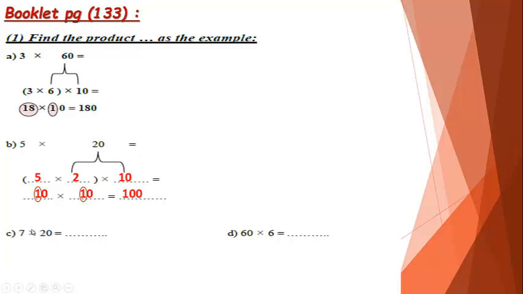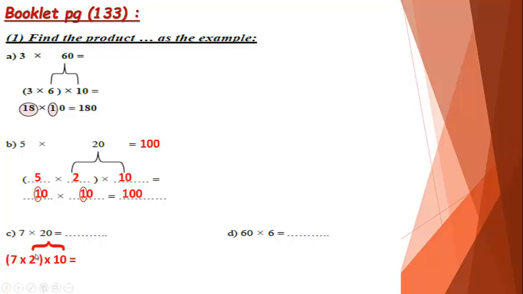Question C, 7 times 20. First, write the 7 as it is. And the 20, I'm going to divide it into what by what? We said 2 times 10. Yes, I'm going to write here 7 times 2 times 10. And then don't forget to put my parentheses or my brackets. Put the brackets and multiply the numbers inside the brackets.